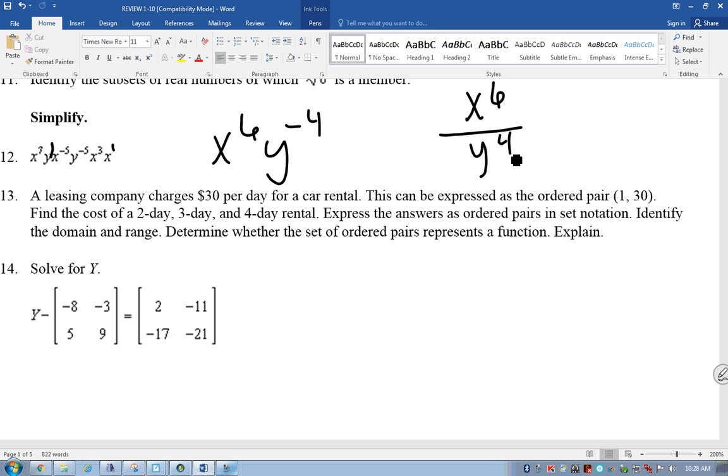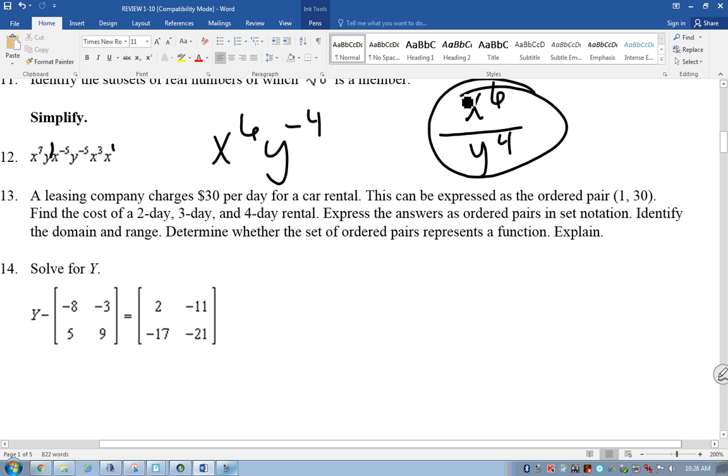If both of those answers are available for you on the test, this is the one I want. I want positive exponents. If both are possible, the circled one is the one I want. So that should do away with any question tomorrow.